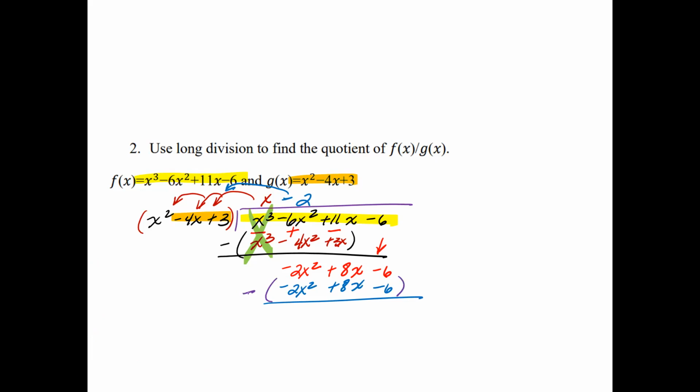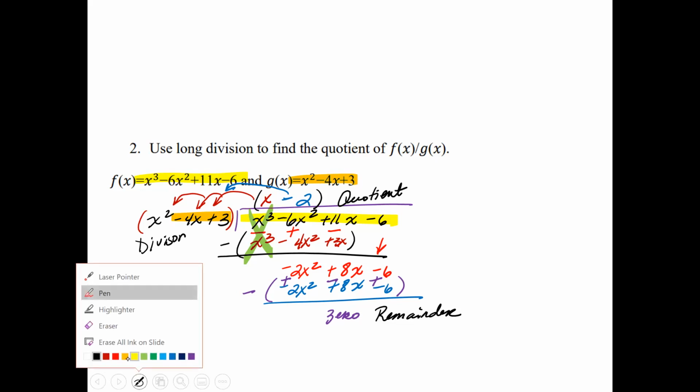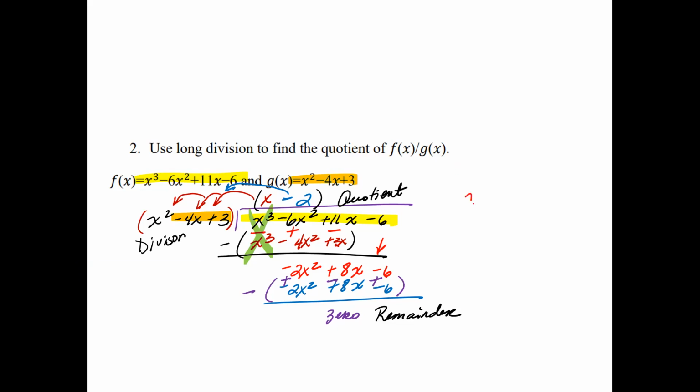And when you minus it, remember, that becomes a positive, that becomes a negative, that 6 becomes a positive, and then when you subtract, what is your remainder? You should have a remainder of 0. So this is your remainder. Top is your quotient, and this is your divisor. So your answer here is going to be x minus 2. And that's it. You don't need to put anything else besides that because your remainder is 0. So there's no fractions, you guys. Okay. Does that make sense?